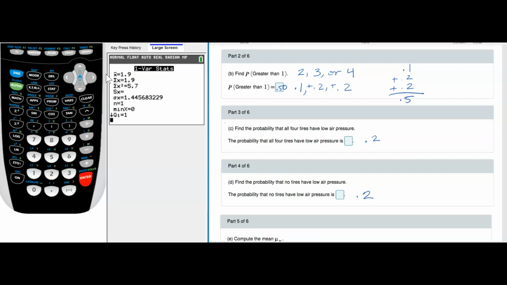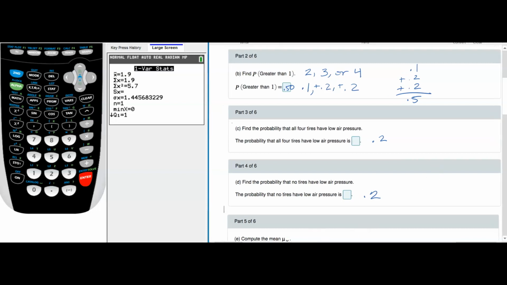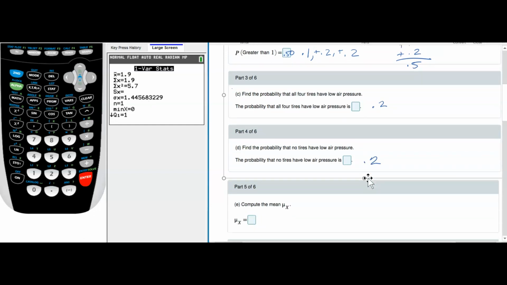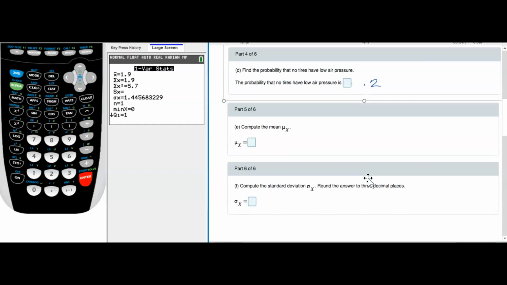And then you're going to look at the X bar, that's going to be your mean. So the mean is going to be 1.9. And then the standard deviation is going to be this number right here, 1.44568. If I scroll down here, it looks like they want answers rounded to 3 decimal places. So I'm going to go ahead and do that. The mean is 1.9, and the standard deviation is 1.446 if we round to 3 decimal places. So hope that helps.